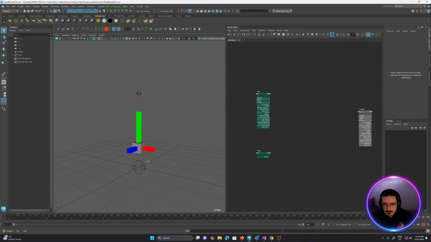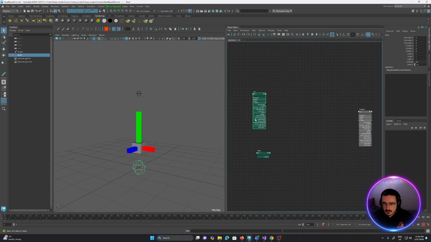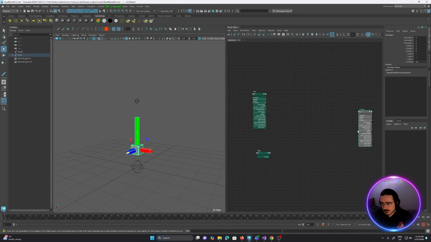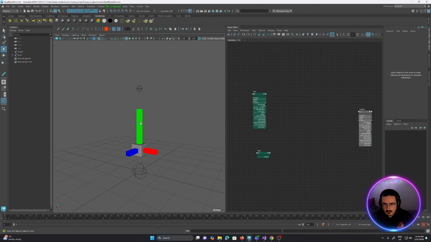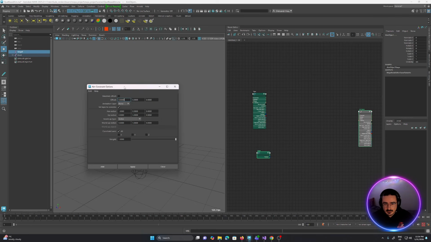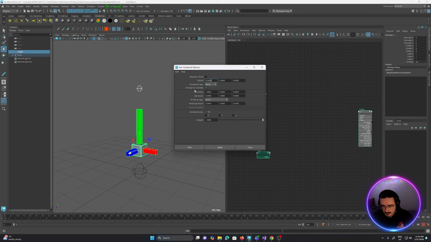So here I have a scene with a root object, a constraint object which is parented to the root, and the target object on top of that. I want to aim my constraint aim object to the target with its y-axis. So let's see what options I have inside the aim constraint. Let's reset all the options to default.